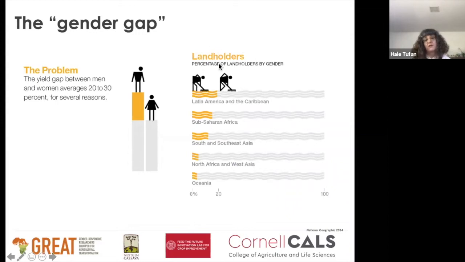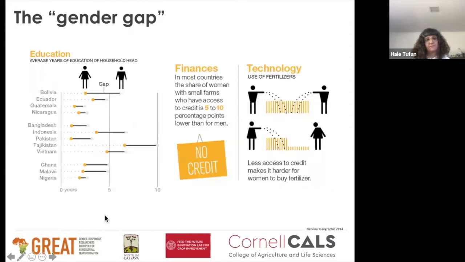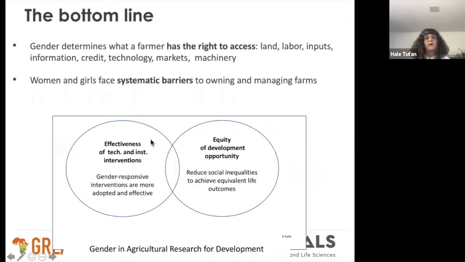And if you look at land holding globally, women own just a fraction of all agriculturally productive land. They enjoy fewer years of formal education, less access to finances and credit, as well as fertilizers and seeds and inputs. So the bottom line really is gender determines everything a farmer has the right to access: land, labor, inputs, information, and women and girls specifically face systematic barriers to owning and managing farms.